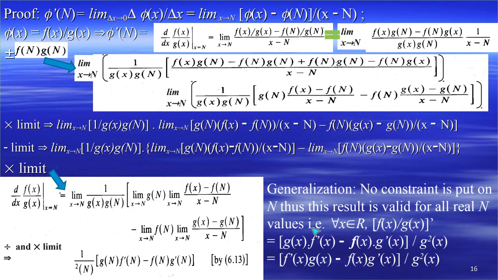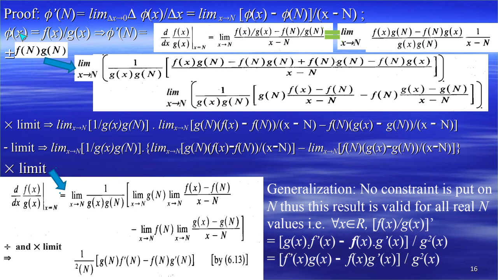All right, so let's prove this formula. Again, we will use this general φ(x) function. The function φ(x) in this case will be f(x) over g(x). So its derivative, φ'(n), is the limit when Δx goes to 0 of Δφ over Δx, the limit of the rate of variation of this function. And I can write it down as the limit when x goes to n of (φ(x) − φ(n))/(x − n). This is the general formula of the derivative.